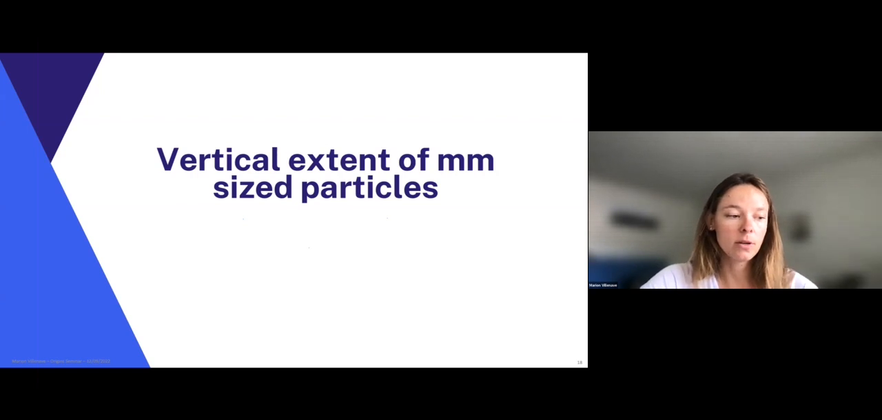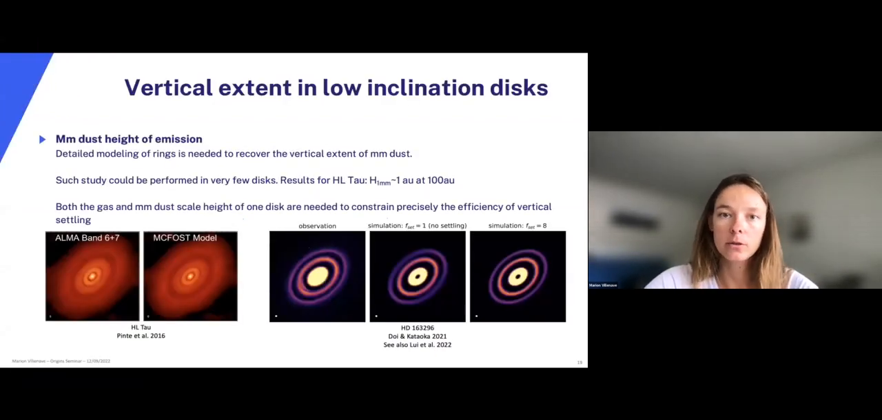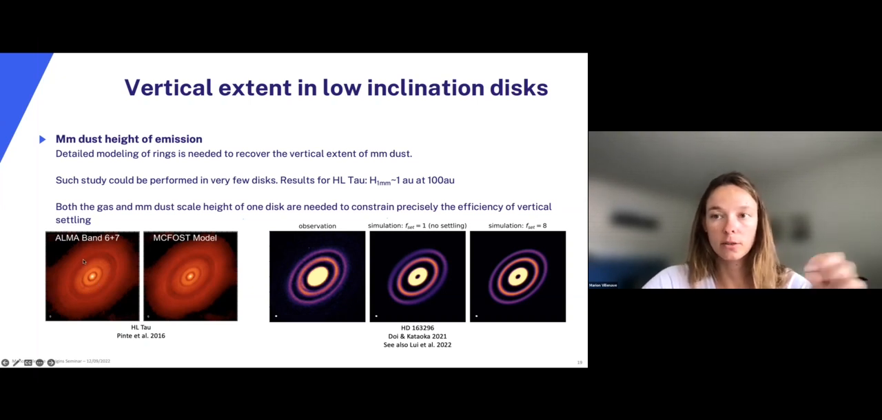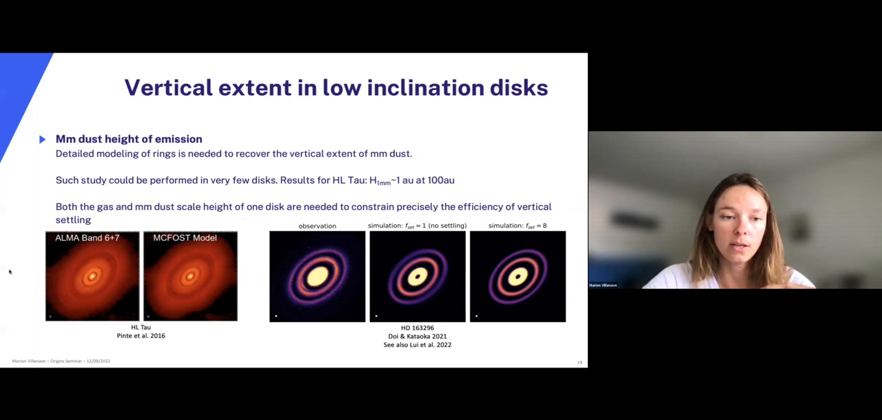And so I'm going to go quickly into what we can do with low inclination systems. Basically, I would say that it is hard to measure the scale height of millimeter-sized particles for low inclination systems, because we need a precise modeling of the rings and gaps. In particular, we can use, for example, projection effect. If we use models with a scale height that is too high, then it will fill in the gap of, for example, HL Tau, and we can determine the limit for the vertical extent. However, we need a series of rings and gaps very close to each other to perform this technique, and this is not so common in disks in general.